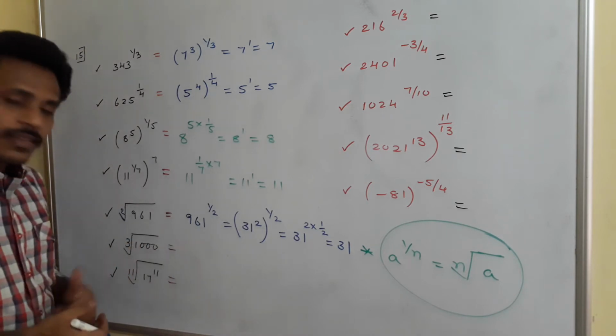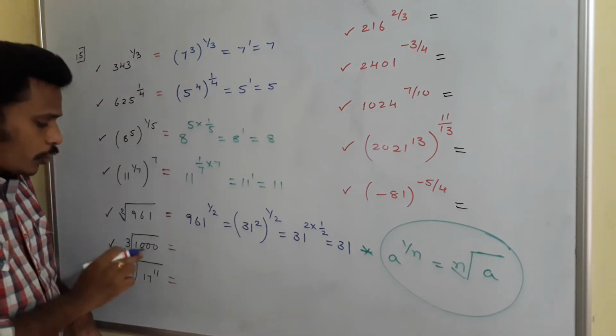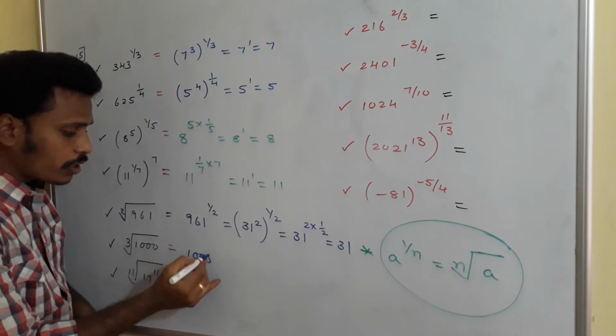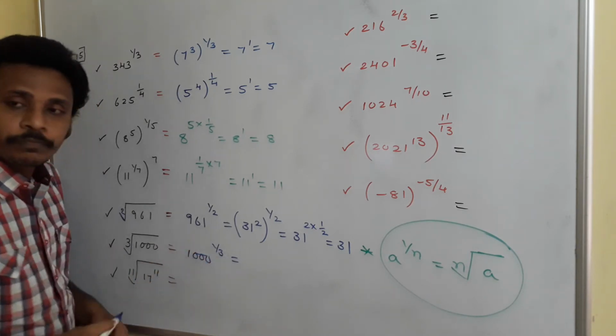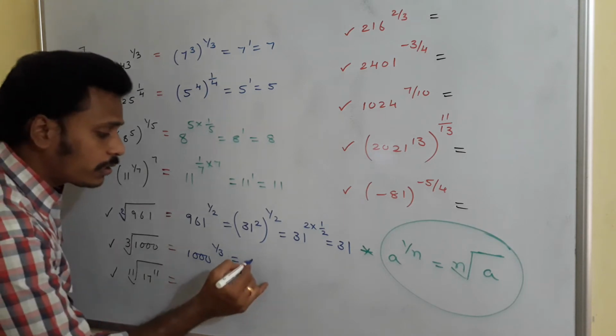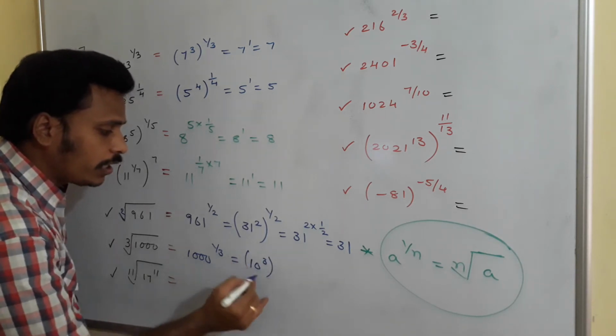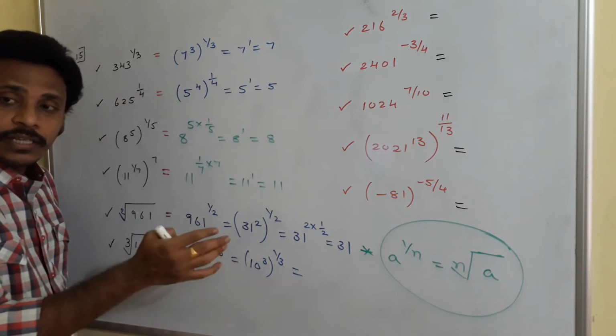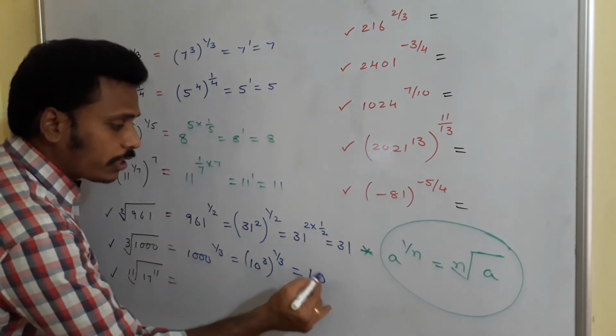Right? And then think about the cube root of 1000. The cube root of 1000, the third root of 1000, is nothing but 1000 to the power 1 by 3. And we know 1000 is nothing but 10 power 3. 10 power 3 to the power 1 by 3. Again, if you multiply 3 and 1 by 3, it leads to 1, and your answer is 10 here.